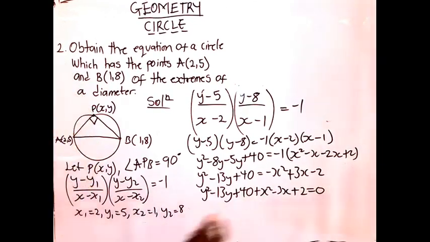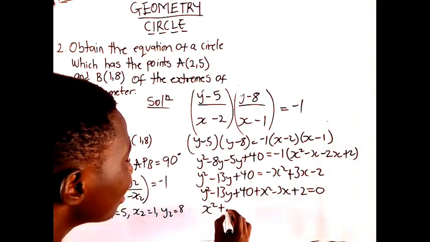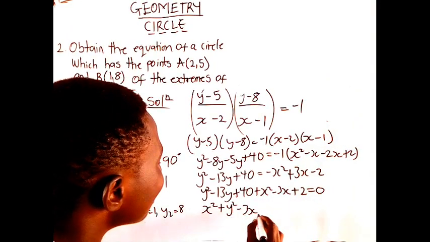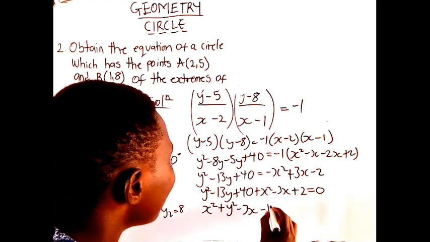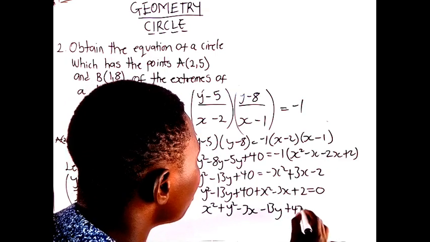So we arrange it properly: x squared plus y squared minus 3x minus 13y plus 42 is equal to 0.